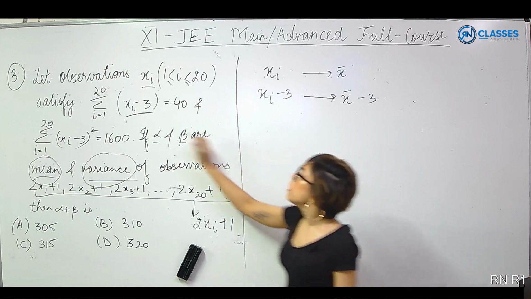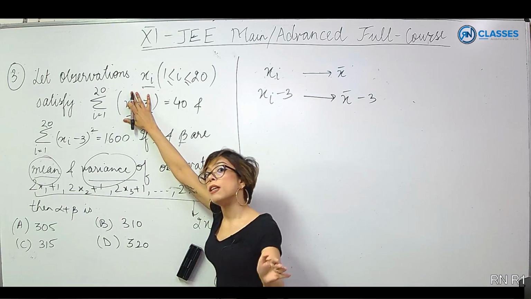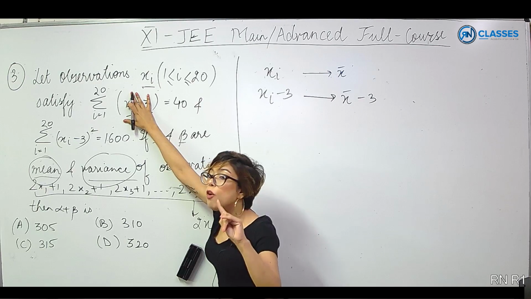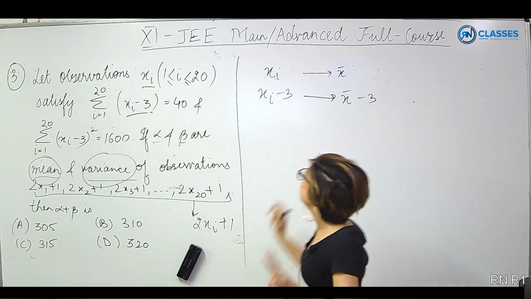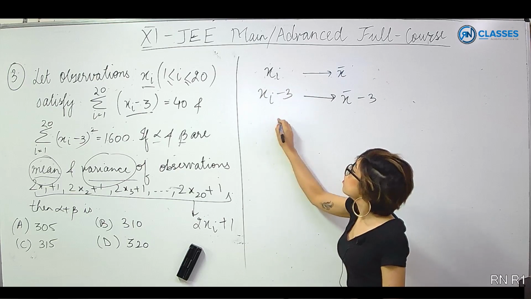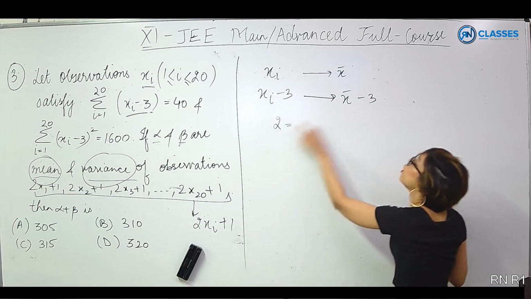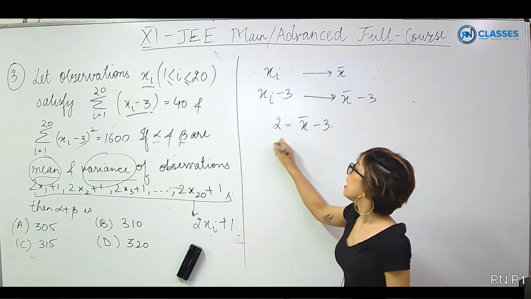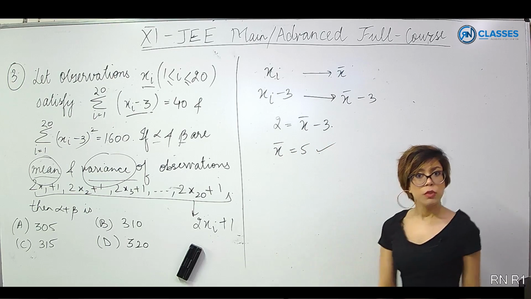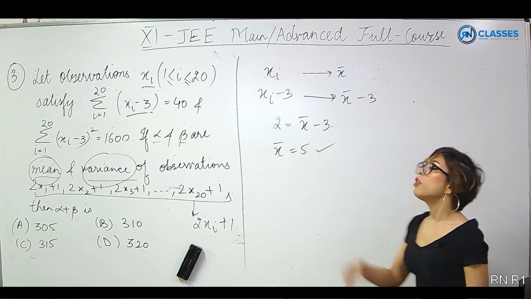Right? Now, mean for this one is, now I know summation, as in sum of all observations, divided by number of observations. So 40 divided by 20, that is 2. Right? So here the mean is 2. And this 2 should be equal to x bar minus 3. So x bar I know, that is 5. Cool?